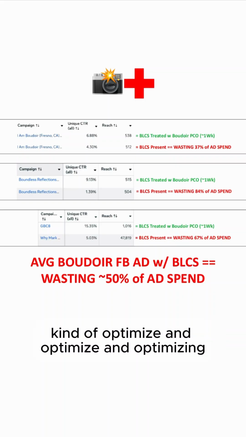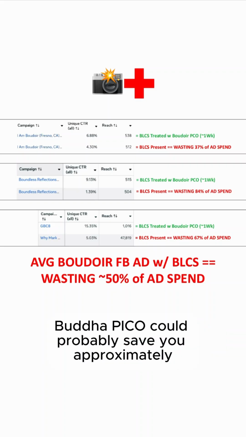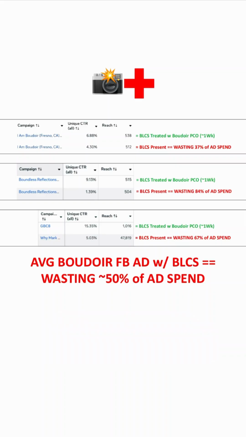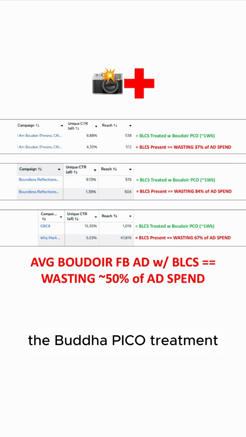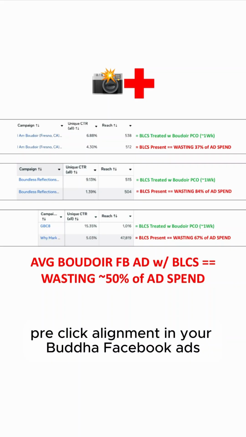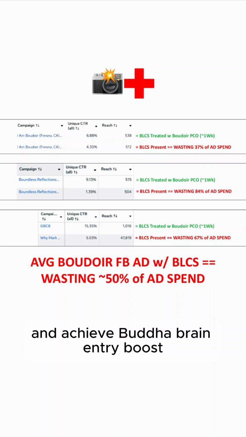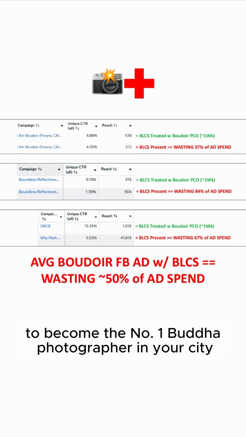Kind of optimizing. And you see that with Boudoir Pico could probably save you approximately 5K a month on average, 60K over the next 12 months with the Boudoir Pico treatment. And if you want to achieve pre-click alignment in your Boudoir Facebook ads, become a dominant Boudoir advertiser, and achieve Boudoir brain entry boost, because you need that on your path to become the number one boudoir photographer in your city.